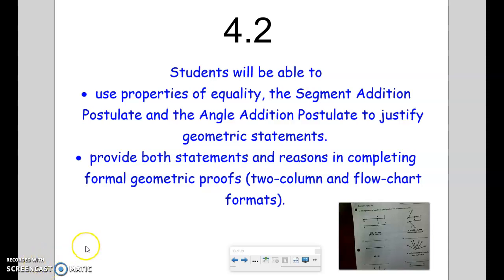Last night on your homework, you looked at an algebraic proof, but today we're going to start applying those proofs to geometry. And we're going to look at two different formats, the two-column format and the flowchart format.